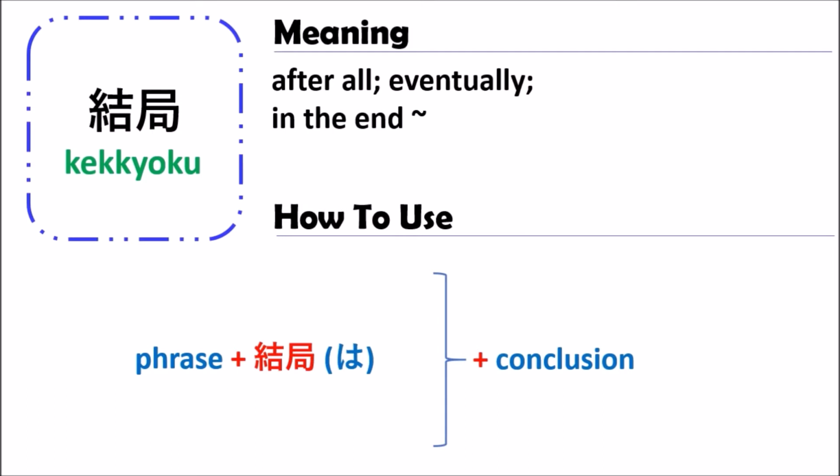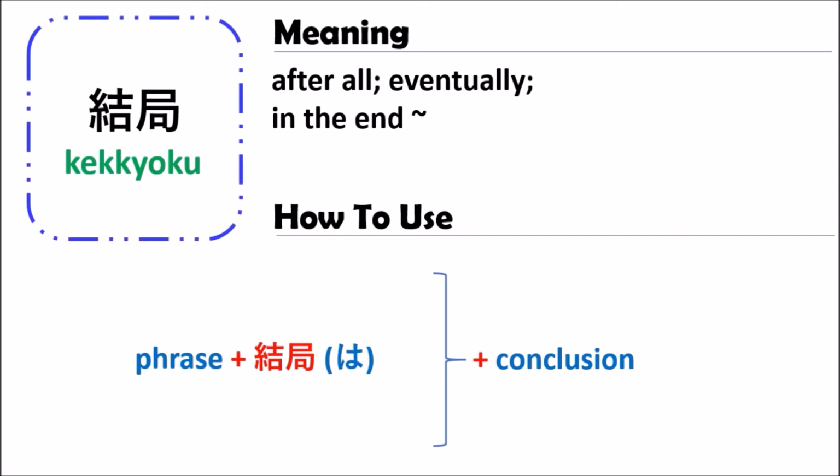So when you use KEKKYOKU, that means you should have some conclusion at the end of the sentence that you are going to talk about. In some cases a verb is used after KEKKYOKU, but in some cases it isn't. It depends on the situation and the sentence that you are talking about. So you should know more about the Japanese language when you use KEKKYOKU.